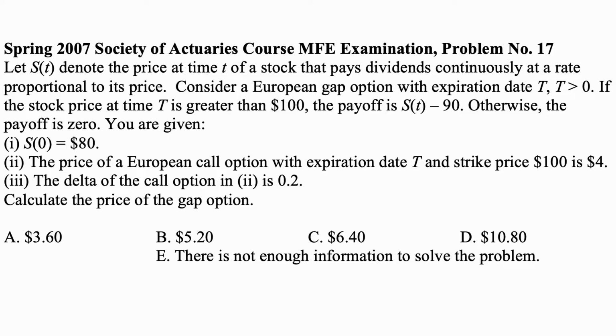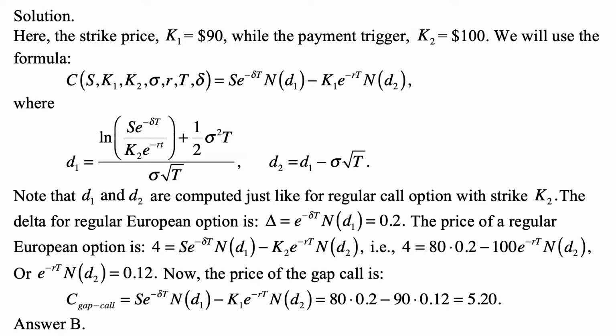You are given that S(0) is $80, the current price. The price of a European call option with expiration date T and strike price $100 is $4. The delta of the call option, named just above in part 2, so a regular European call option, is 0.2. Calculate the price of the gap option. And here's the solution.